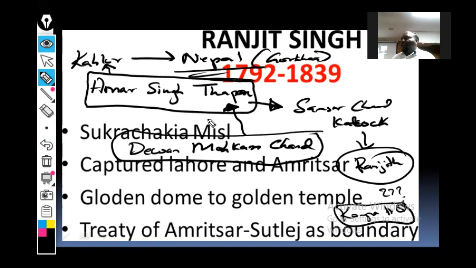காலூர் கூப்பிட்டான்னு வந்தாங்க. சன்சார் சந்த அவங்க தோக்கடிக்கிறதுக்கு போனாங்க. ஆனா கடைசியில சன்சார் சந்த் யார்கிட்ட போயிட்டாப்ல ஹெல்ப்? ரஞ்சித் சிங் கிட்ட. ரஞ்சித் சிங் என்ன பண்றாப்ல? மார்ச்சிங் கண்டிஜென்ட்ஸை யாரு கூட அனுப்புறாப்ல? திவான் மோகாம் சந்த் தலைமையில அனுப்புறாப்ல. திவான் மோகாம் சந்த் goes and attacks whom? The Amar Singh Thapa. Amar Singh Thapa, Nepal is loose. Once Nepal is loose, Nepal go and ask help to whom?